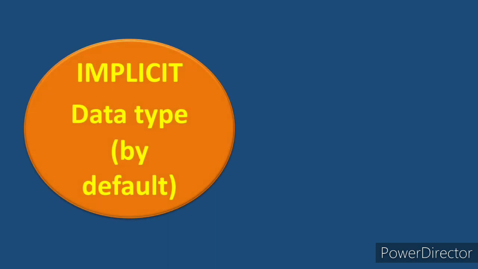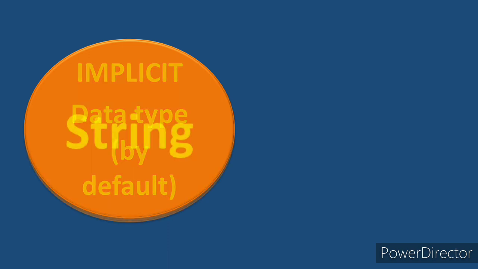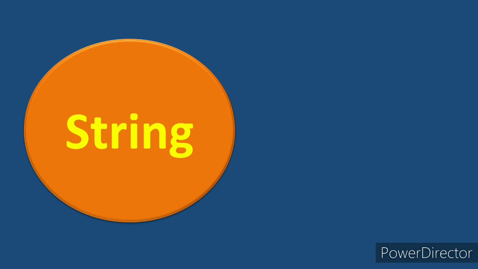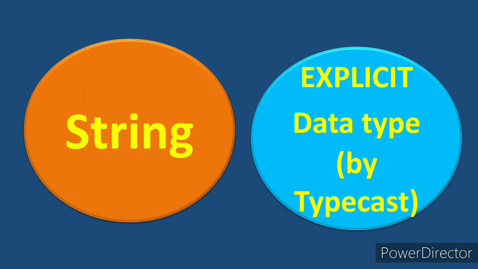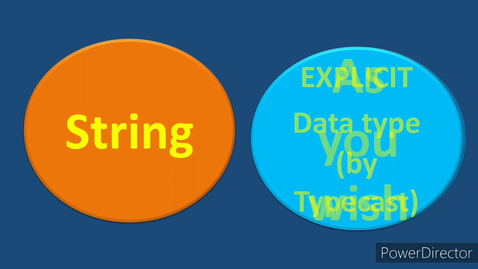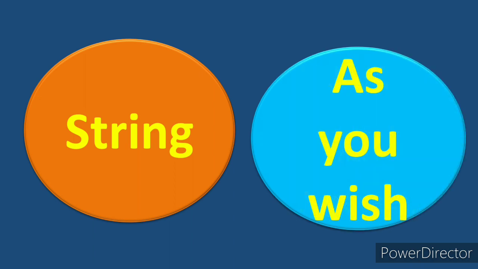Now the ultimate thing, whatever I have just gone through right now: implicit data type by default. Whenever I am accepting any value from the user, implicitly the variable holding the data has the data type of string, because we do not have any typecast by default. Similarly, with explicit data type, if I forcefully change the type of the data accepted from the user using the typecast converter, then the output type is as you wish. If I use int, it should be converted into integer type of value.